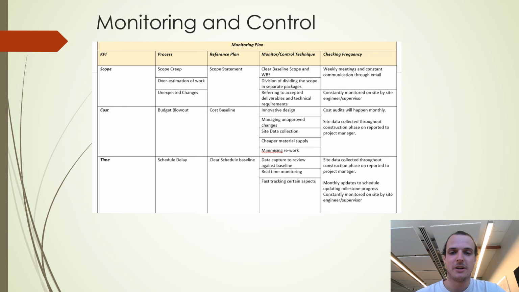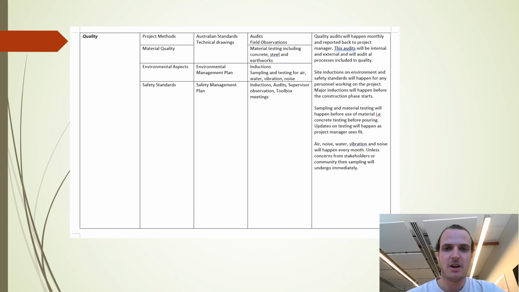First thing for monitoring and control is identifying the key performance indicators. These include scope, cost, time, quality, communications, procurement, and resources. For this first slide, in my monitoring plan, you can see my plan for the scope, cost, and time. This slide will go over quality. This is a lot more in-depth as quality covers project methods, material quality, environmental aspects, and safety standards. This is one of the most important aspects of the monitoring and control, to keep on top of quality to make sure stakeholders are happy and all requirements are met.